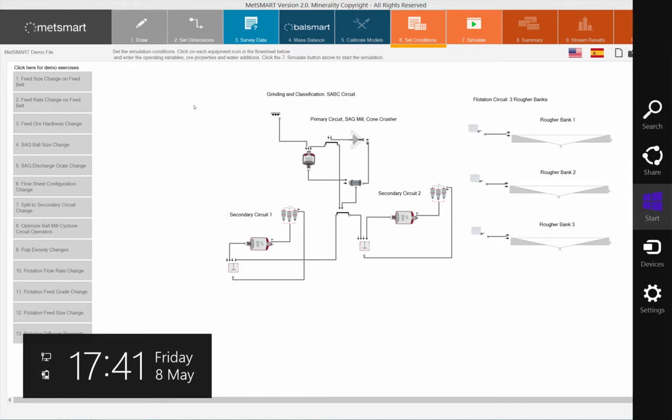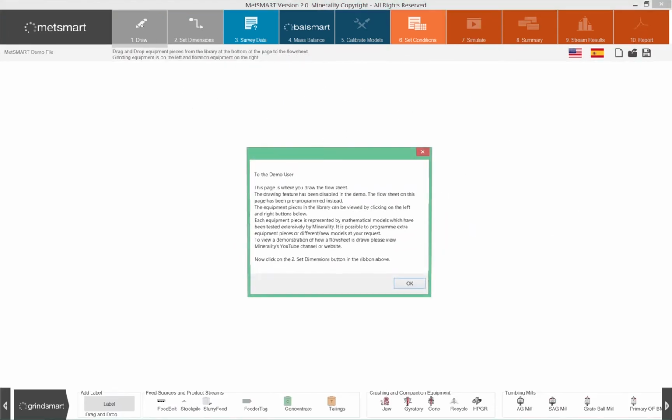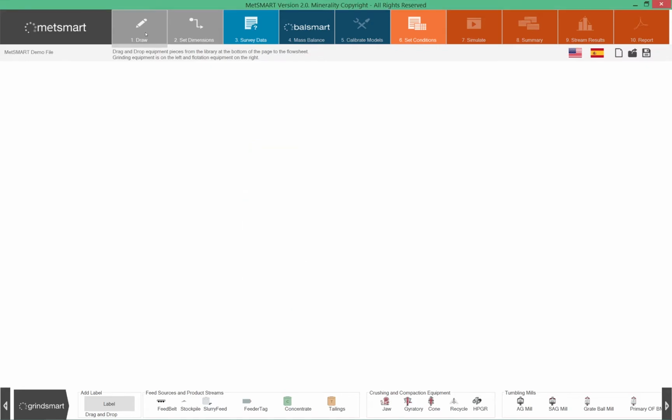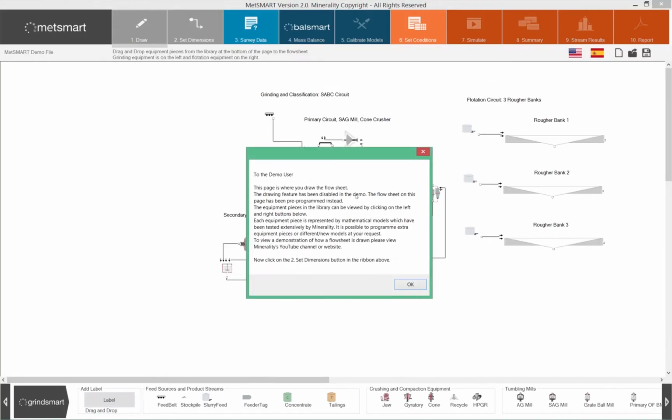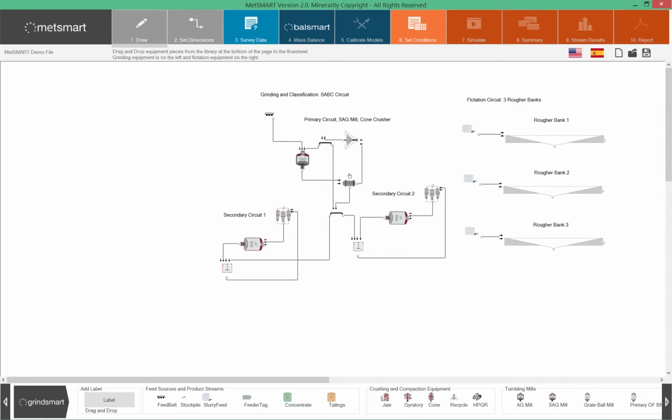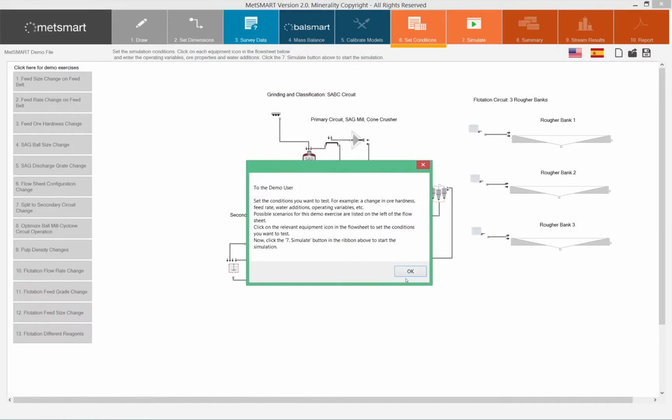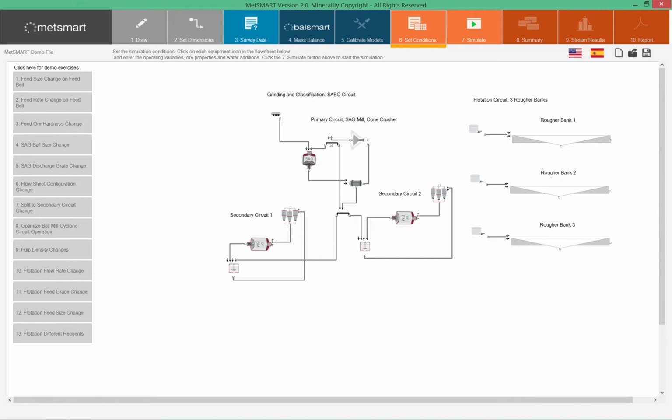When this happens, you have a choice whether you want to delete streams in this flow sheet and redirect them to other equipment pieces, or you can have a splitter where you can direct zero flow to one side and all the flow to the other side. This is the easiest way to simulate flowsheet configuration changes.